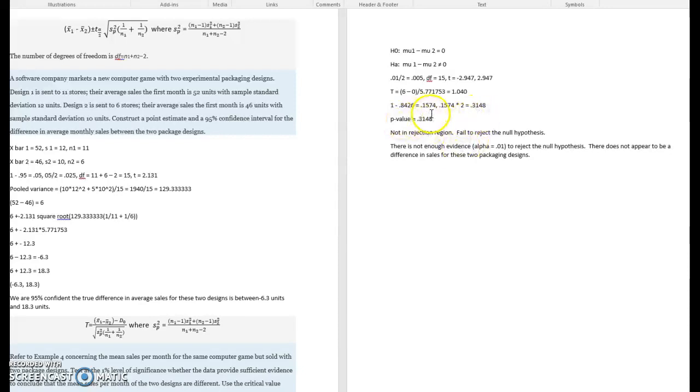And of course, when a p-value is larger than alpha, we fail to reject the null hypothesis. The only thing different is that instead of stating alpha, we can state our p-value, which is really large, and we, of course, still fail to reject the null hypothesis.